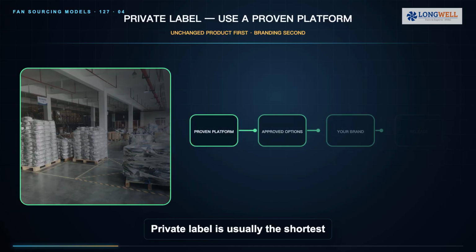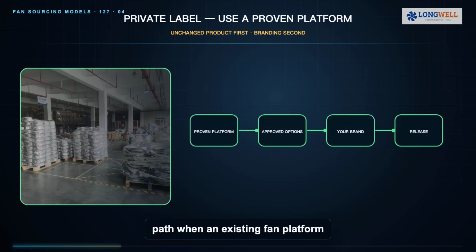Private label is usually the shortest path when an existing fan platform already fits the duty point, envelope, controls, environment, and target market. The buyer mainly selects approved options: branding, labeling, documentation, and packaging. This can reduce engineering effort, but a new logo does not automatically transfer design ownership or regulatory responsibility. Verify exactly which product remains unchanged and which evidence follows the branded version.